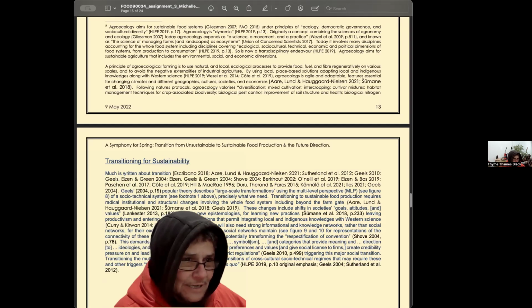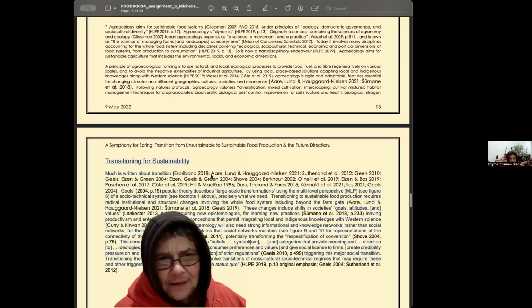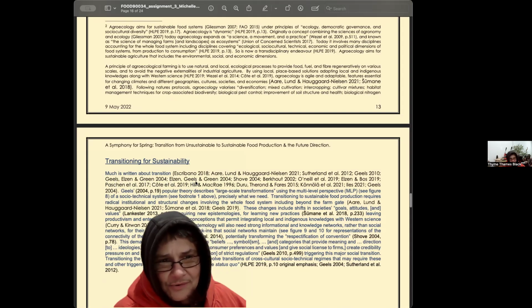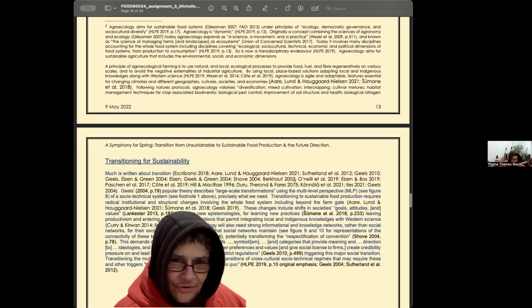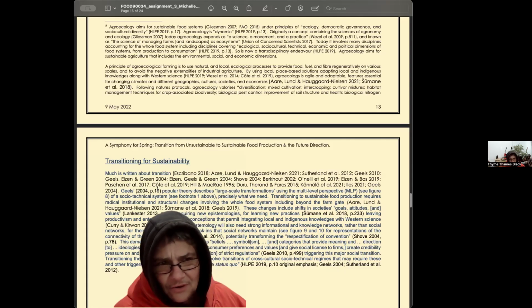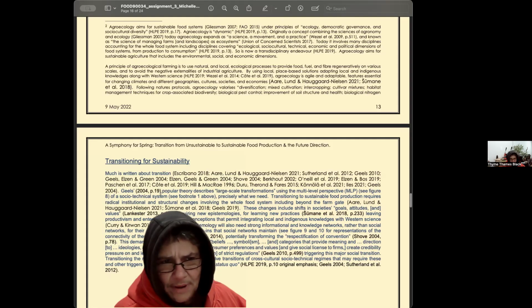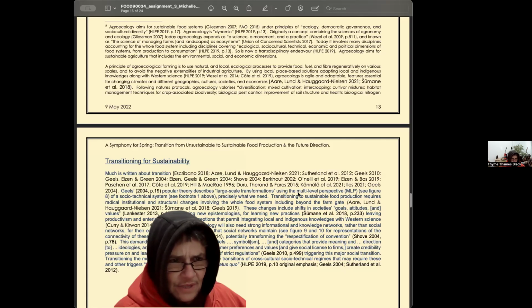Transitioning for sustainability. Much is written about transition. Gels, 2004, page 19, popular theory, describes large-scale transformations using the multi-level perspective, MLP, see figure 8, of a socio-technical system, see footnote 1 above, precisely what we need.